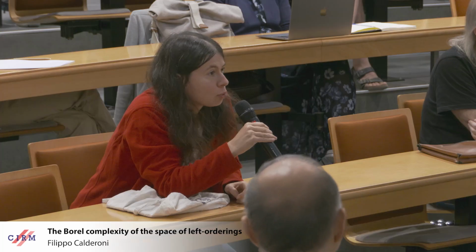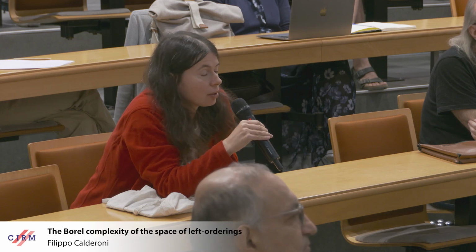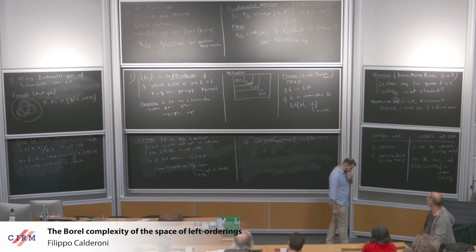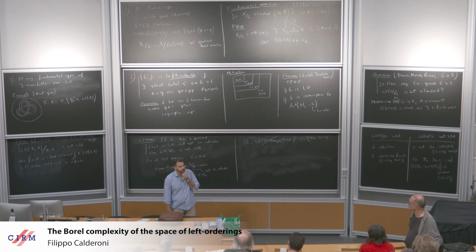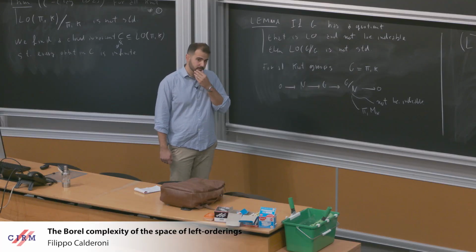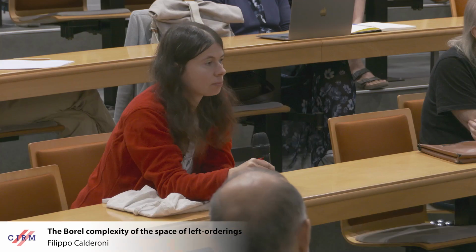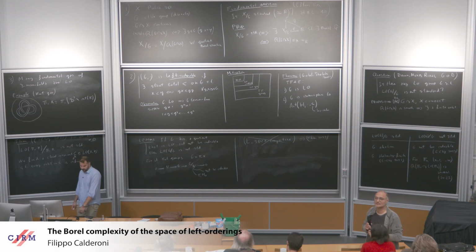So can there be a group for which there is a generic linear order, meaning a comeager orbit in this action? I think it could be. If the space is perfect, no, because the classes are countable. But the space of left orderings is not always perfect. So that's a good question. Does it make any sense, what I say? I don't know any examples.